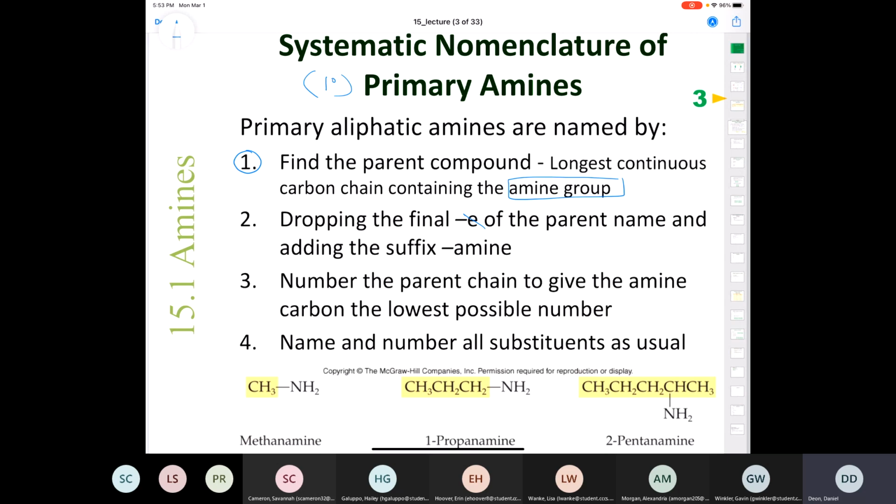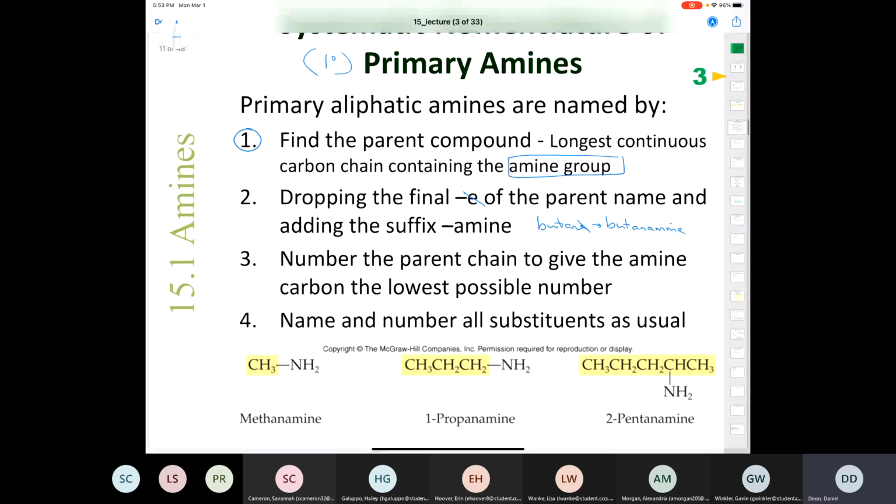So if you had, let's say, butane, let's say you had 4 carbons, you drop the E and it becomes butanamine. Okay? If it was pentane, it would be pentanamine, hexanamine, heptanamine, octanamine, so on and so forth. Then, how do you number the longest chain? How do you number that parent? You number it so that you give the carbon with the nitrogen attached to it the lowest possible number, right? Just like we did with alcohols. And then we just name and number everything as usual.